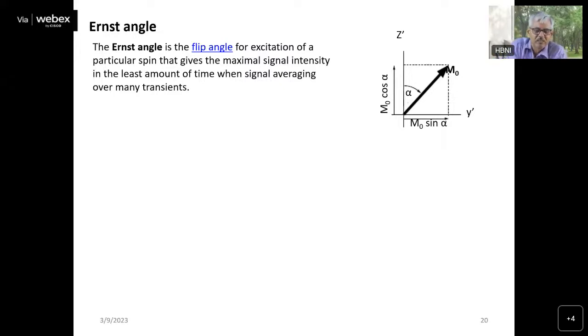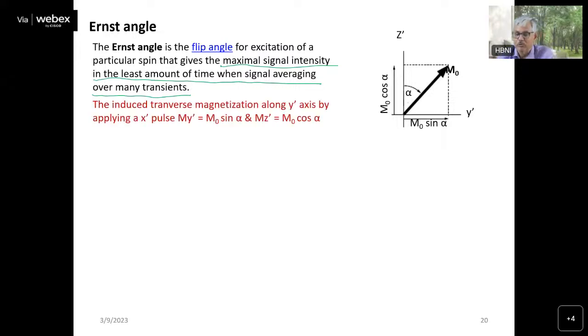So what Ernst said is that you need not always give a 90 degree pulse to get the best spectra or signal to noise ratio. The Ernst angle is the flip angle for excitation of a particular spin that gives the maximum signal intensity in the least amount of time when signal averaging over many transients. That means if you are recording over a longer time, it is better to use the Ernst angle. Now we'll see what the Ernst angle is.